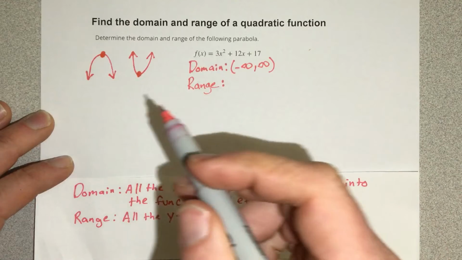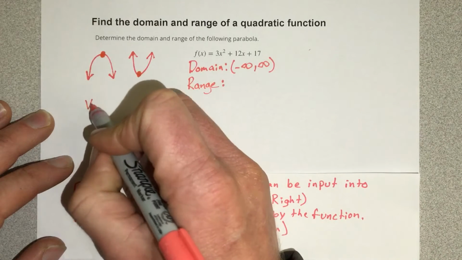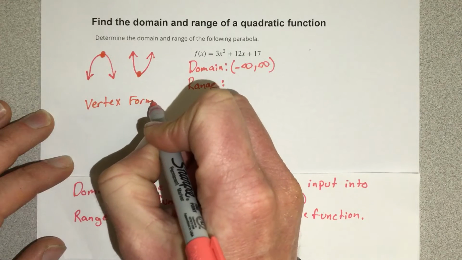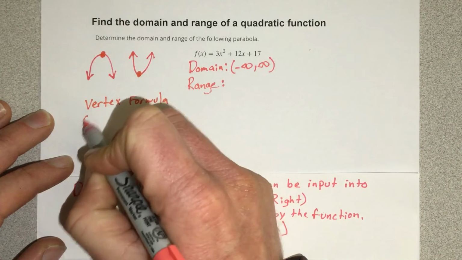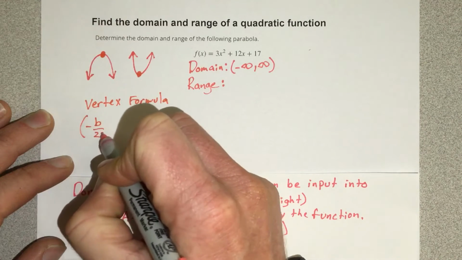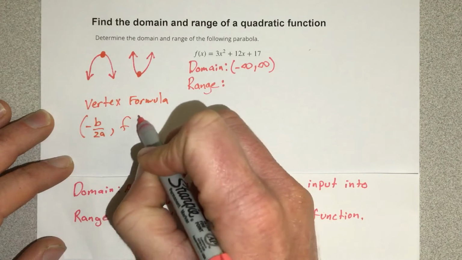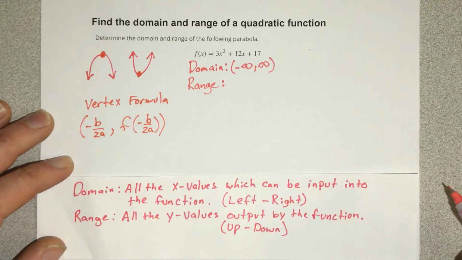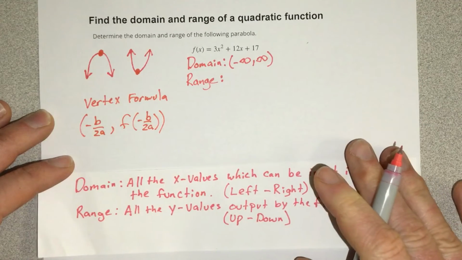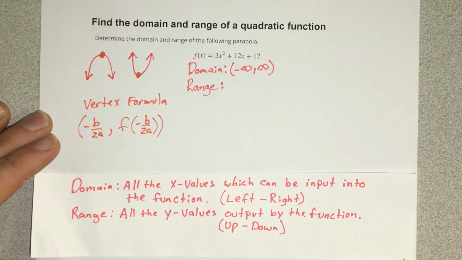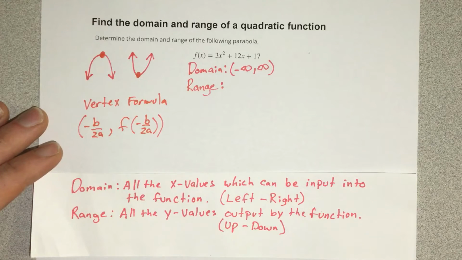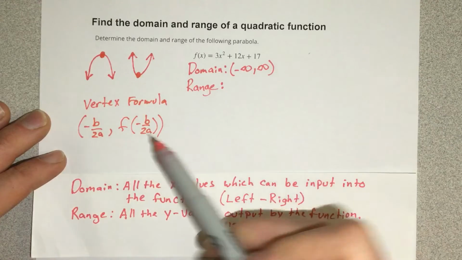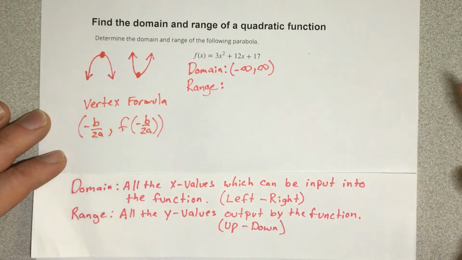So what we want to do is use the vertex formula, which is negative b over 2a, and f of negative b over 2a. And we want to find the vertex, but we want to find the specific y value of the vertex. We don't really care about the x value because we're talking about the range here. But we have to get the x value to find the y value. That's what the formula is telling us here.